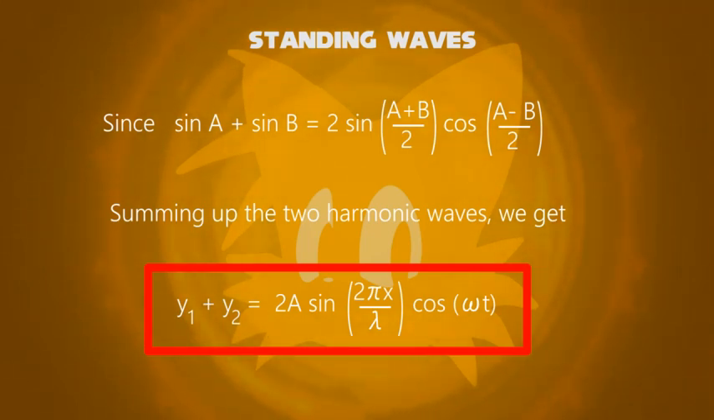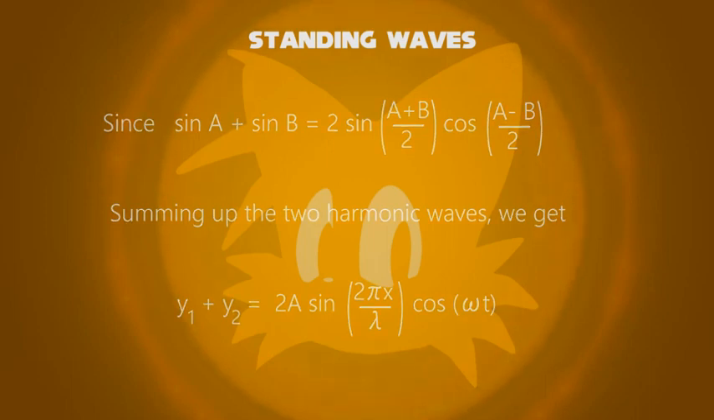This equation describes a wave that oscillates in time, but has a spatial dependence that is stationary. At any point x, the amplitude of the oscillations is constant with value 2A sine 2 pi x by lambda.